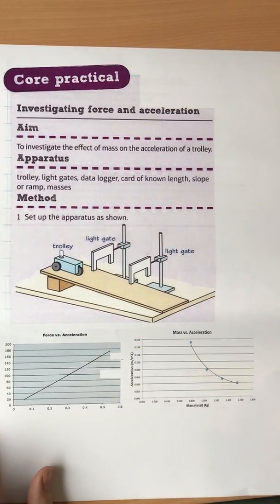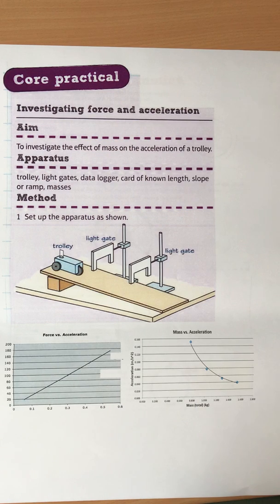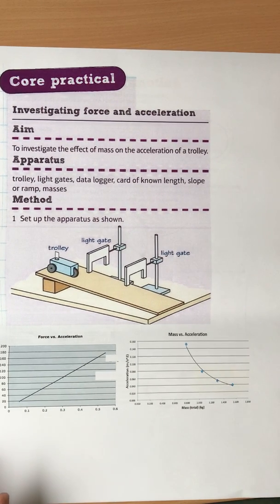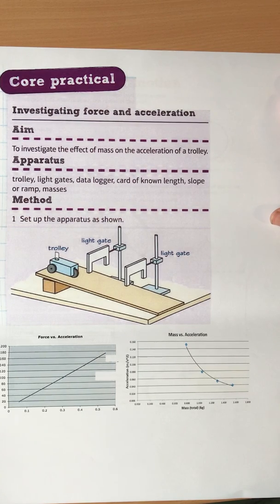Next is the core practical. Again, these are very important to know as they are more than likely going to feature in your real exam papers. 15% of every paper is a core practical in your exams. So this is a practical investigating the relationship between force, mass and acceleration. Newton's second law, F is equal to m times a.